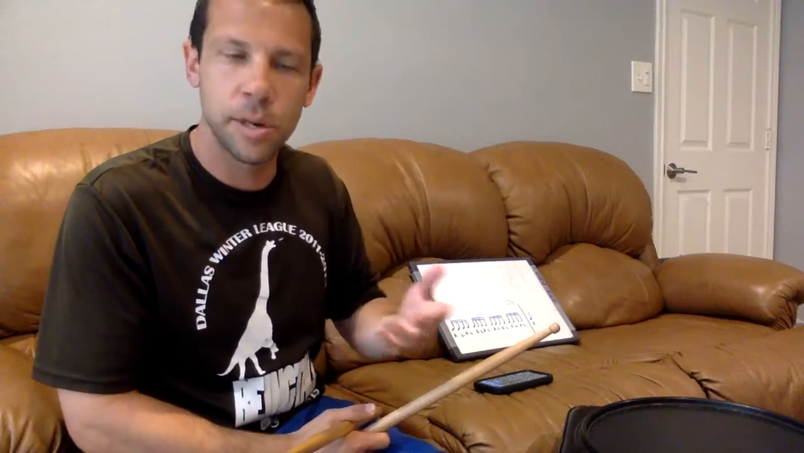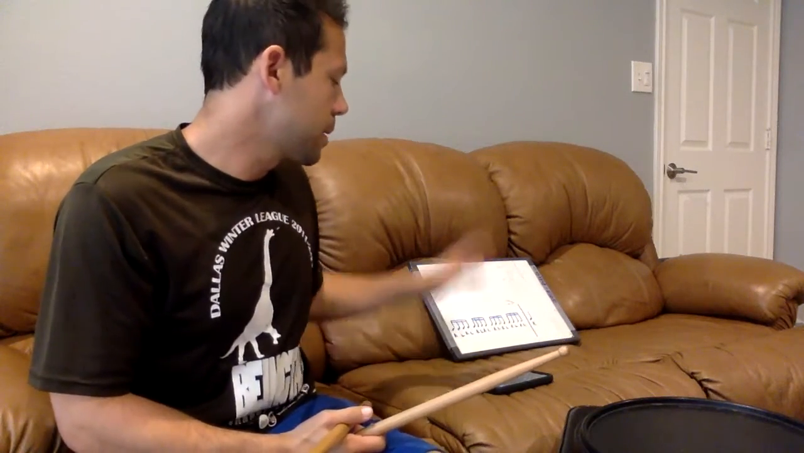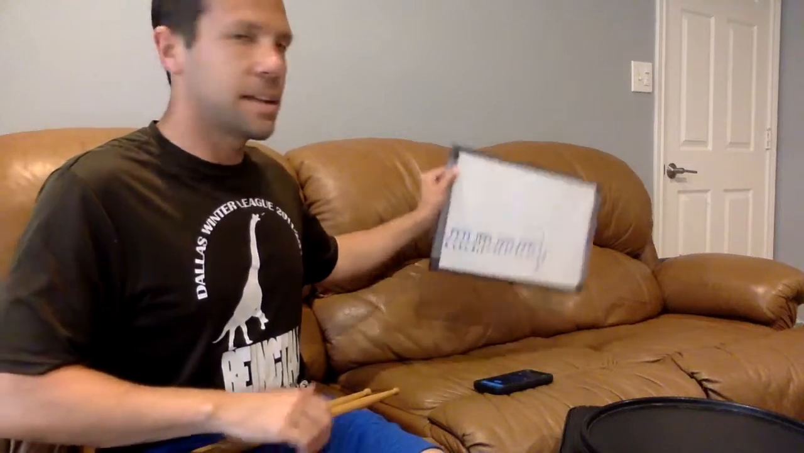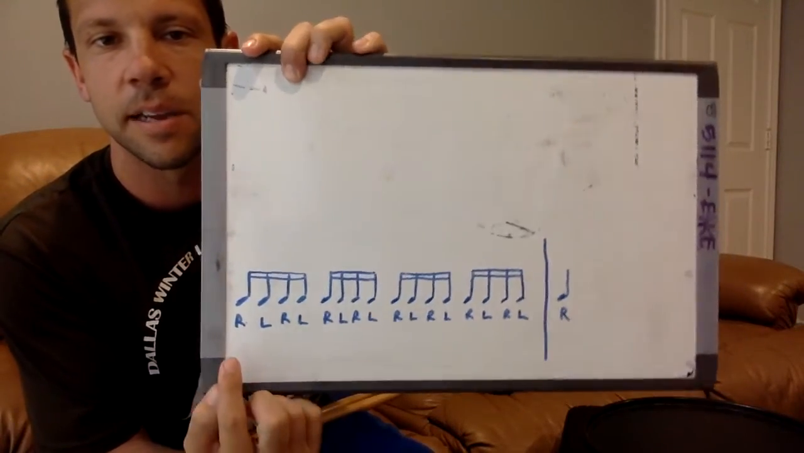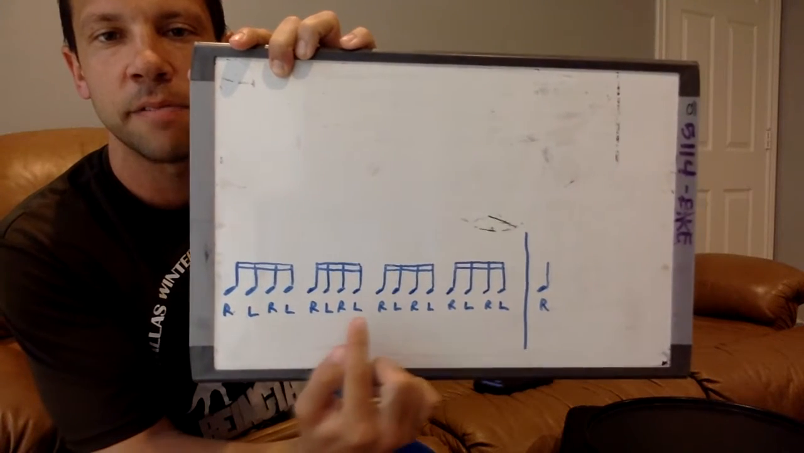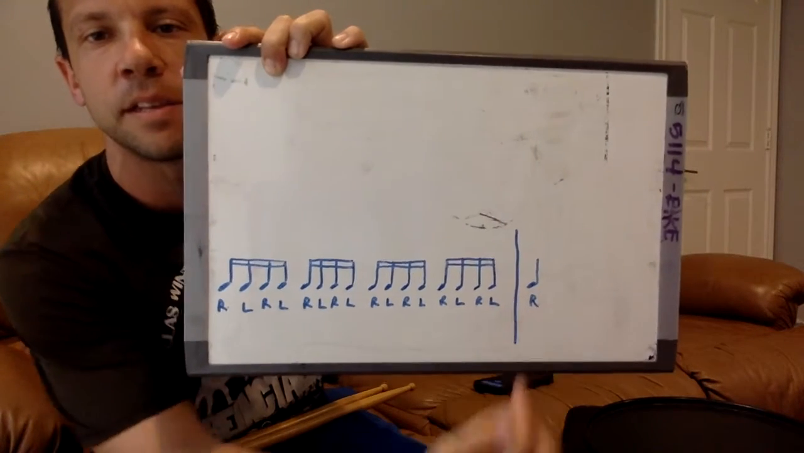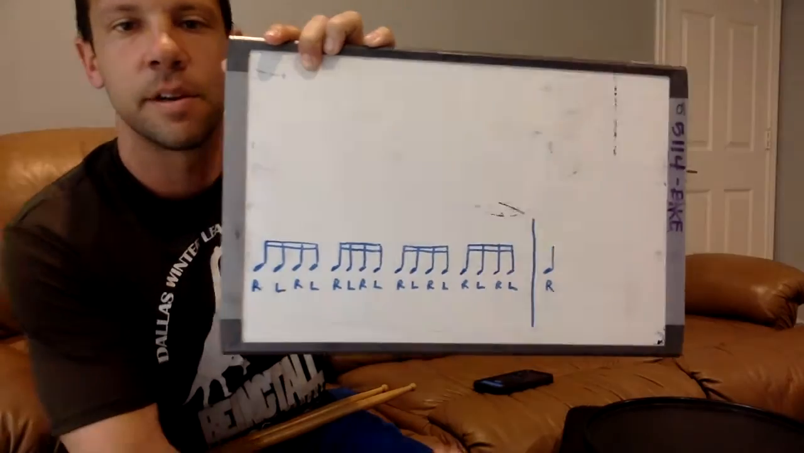We would count that as 1E and a 2E and a 3E and a 4E and a 1. And you would typically see that in your book looking something like this. And you'd see the stickings below. Okay, you start over here, right, left, right, left, and so on, and you end with one extra note on the very end.